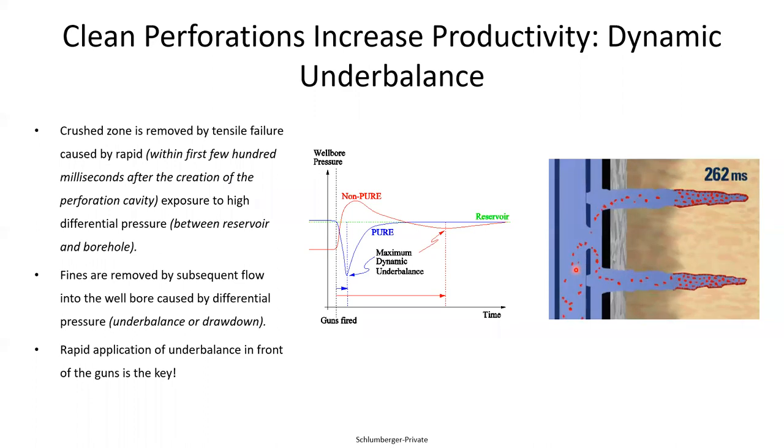Now the gun at the beginning is at atmospheric pressure. So what is happening here is that by creating this sudden pressure drop, I will be able to remove the crush zone. I will make the crush zone fail by tensile failure and be able to remove this crush zone suddenly into the gun. Okay? This method is what we call dynamic underbalance.